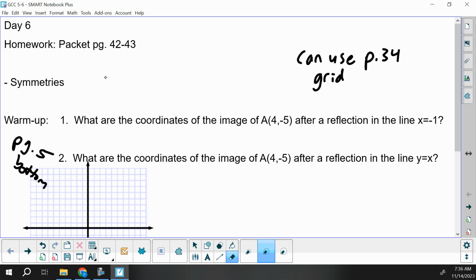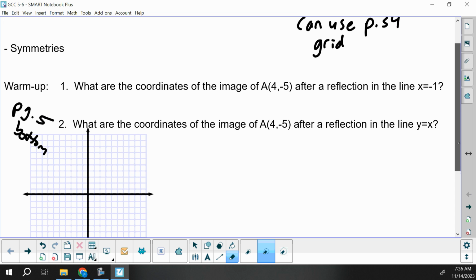Alrighty, welcome to day 6 in your planners. You can be writing down day 6 or page 42 to 43. Remember, we also got a problem set that you can be working on, which will be due on our review day. So you have 2 warm-up questions.